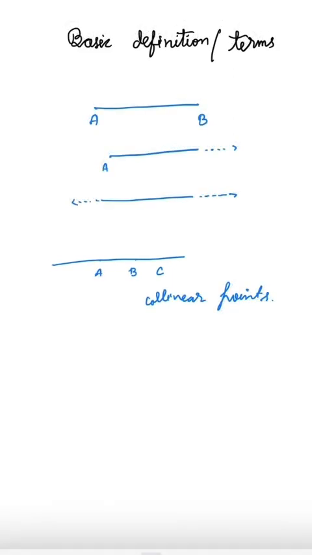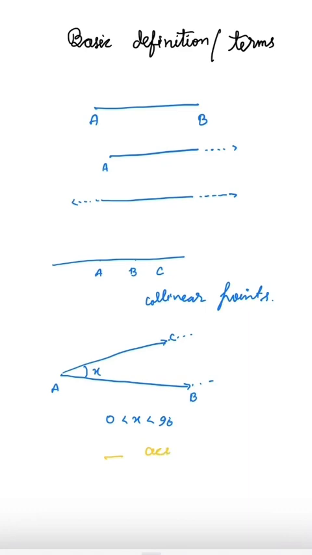Now, an angle is formed when two rays originate from the same endpoint, like this. Here we have one endpoint. Let's say this is B and this is C. This is a ray which goes up to infinity. Let's say this angle is x. If the value of x lies between 0 and 90, this is called an acute angle.